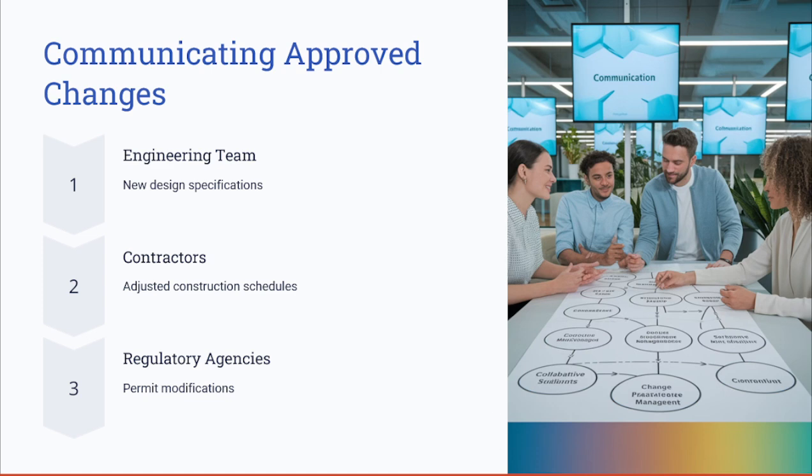Communicating the approved changes. Change approval must be clearly communicated to all stakeholders, so ensure all stakeholders are well informed about these decisions. You may also provide updated project plans, timelines, and impact reports if the change has been approved. Clear communication prevents misalignment, confusion, and execution delays.